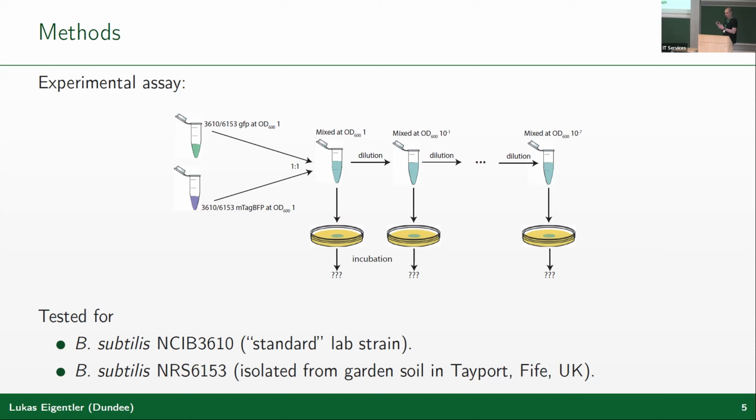Now, to come back to that question of the founder density, we obviously wanted to do this over a whole range of inoculum densities, so we always diluted by a factor of 10 to get a whole range of different founder densities. Now, if you know something about Bacillus subtilis, you'll immediately recognize the strain here that we've used. 3610 is one of the standard lab strains used in Bacillus subtilis research.